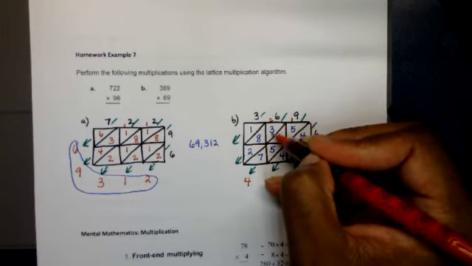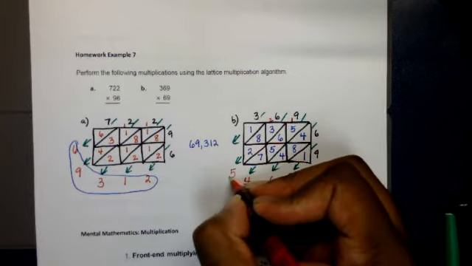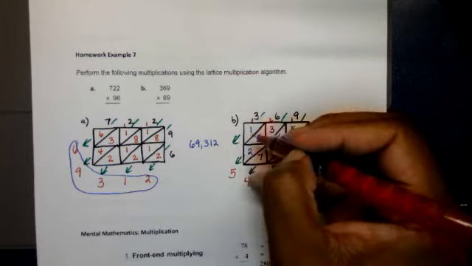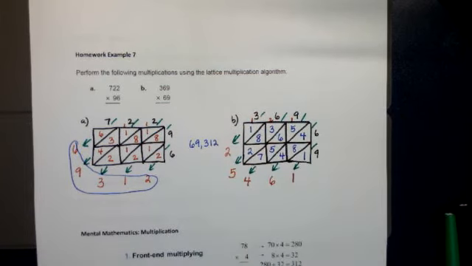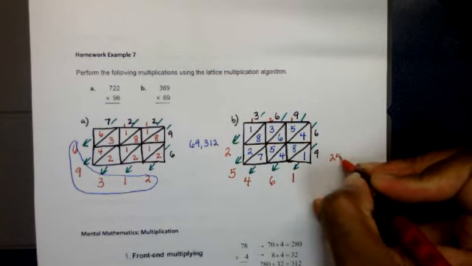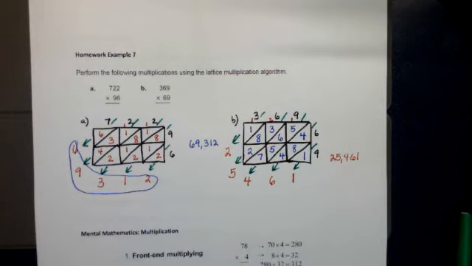2 plus that 3 will be 5. 5 plus 8 is 13. 13 plus 2 is 15. Write the 5, regroup the 1 on the next diagonal. Well, 1 plus the 1 is 2. So 369 times 69 is this number, 25,461. Or 369 times 69.